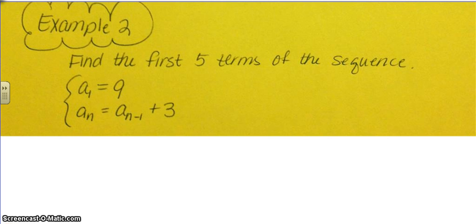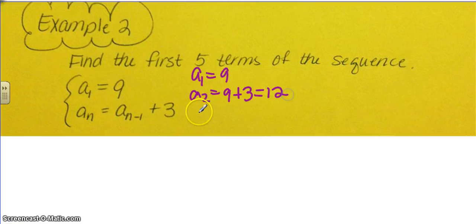Here's another example of a recursive formula. I'm given the first term is 9, and to find a term I need to take the term before it and add 3. So I'm going to find the first 5 terms using this recursive formula. A sub 1 is given. A sub 2, I want to take the term that came just before a sub 2, which would be a sub 1, that's 9, plus 3.